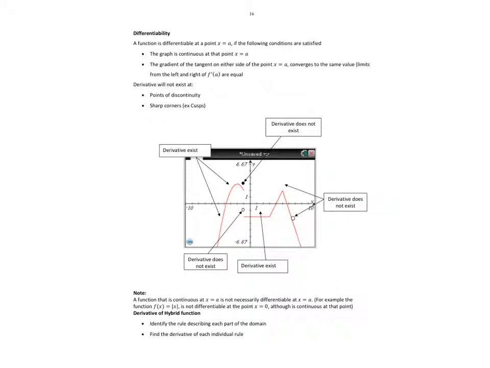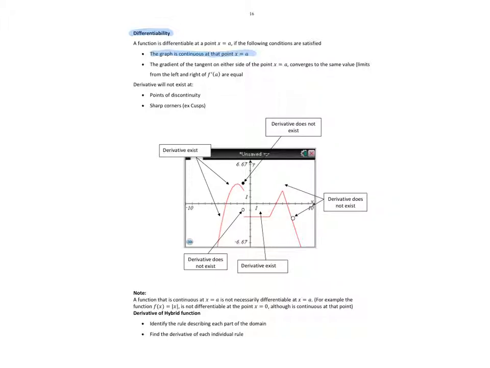Having just spoken about continuity, it leads us to the point where we talk about a function being differentiable. So for a function to be differentiable, it means we can work out its gradient. First things first, for a function to be differentiable, it has to be continuous. That kind of makes sense. If the function is not defined at a point, it can't have a gradient at that point.